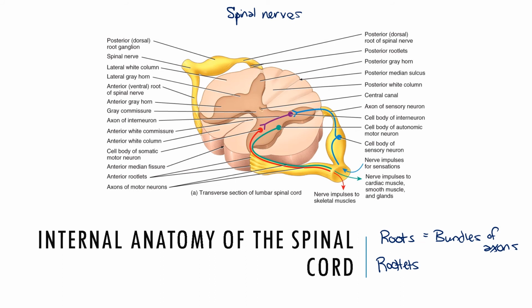So here on this picture, we can see the posterior root. Posterior root is going to be right here. Also called the dorsal root because it's on the dorsal side. So the posterior root and the posterior rootlets, these contain only sensory axons. So the posterior dorsal root is only sensory axons, or axons from sensory nerves. These are going to conduct nerve impulses from sensory receptors in the skin, the muscles, and internal organs into the central nervous system. So we can see here on the other side of this picture, we have nerve impulses for sensations coming into that posterior root because we have that sensory neuron bringing information in.